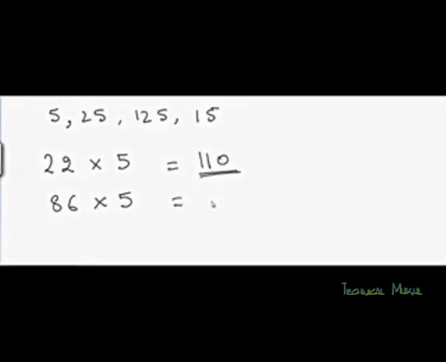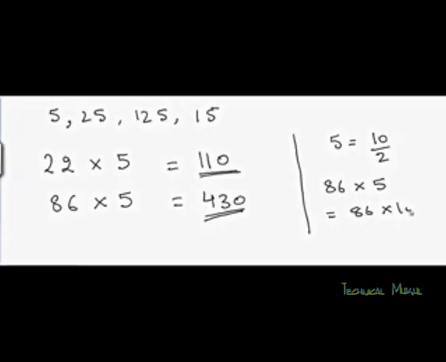So all I will do is 86 divided by 2, so that is equal to 43, and then put 0 in the end, so that will be 430. So this is the concept. The concept is very easy. So 5 is equal to 10 divided by 2. So in a way, if I multiply 86 by 5, that is equal to 86 into 10 divided by 2.